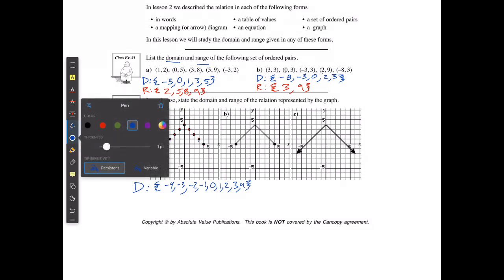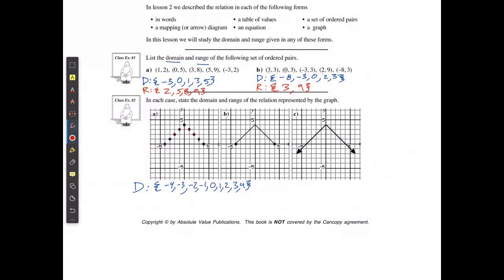When I'm dealing with the range, the lowest point is going to be at 0, and that goes up to 1, 2, 3, and 4, and then it just goes back down again. But because we're eliminating redundancies, the range only exists as 0, 1, 2, 3, and 4.